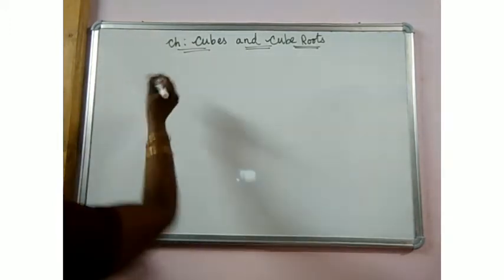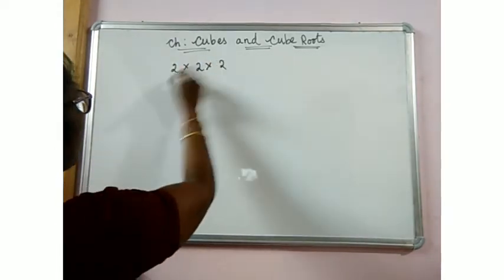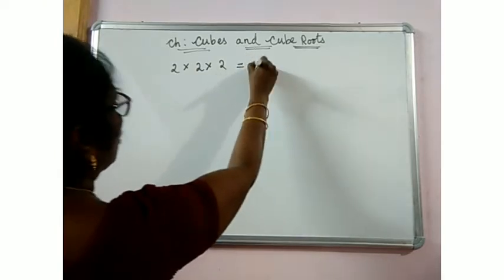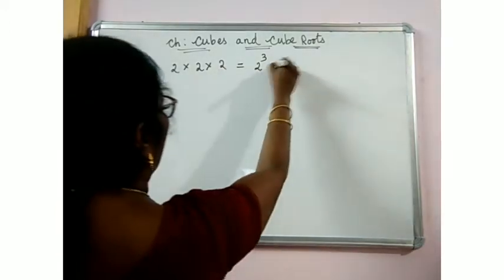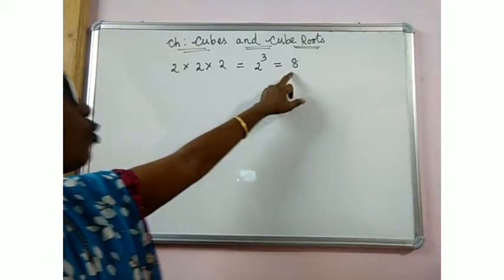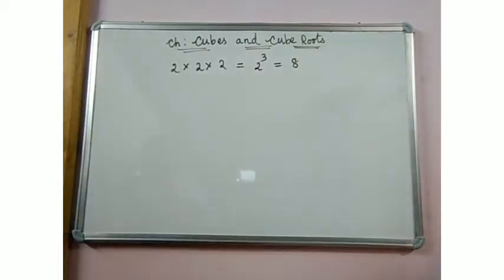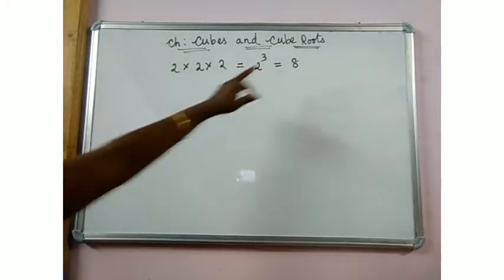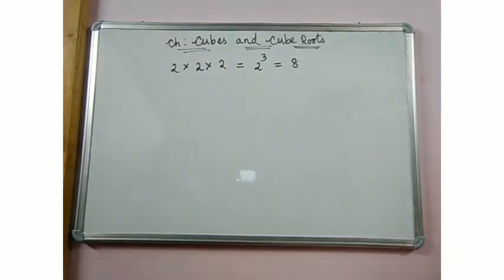Cubes. Suppose when you multiply 2 three times, 2 into 2 into 2, you will get 2 to the power 3, that is 2 cube. When you multiply 2 three times, you will get 8. So this 8 is said to be a cubic number, because 8 is obtained by multiplying 2 three times.